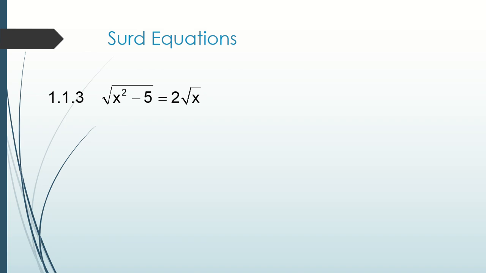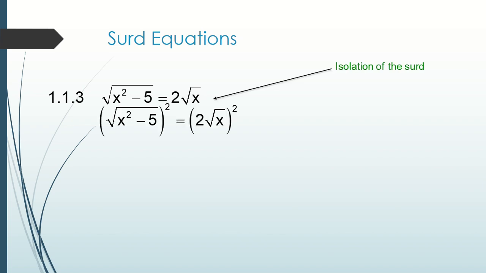The third question is the one that I mentioned before. So in this case, both the square roots are isolated because they are on each side. That means we can square each side to get rid of the square roots. So if you square both sides, you are left with x squared minus 5 on the left. And remember, the square applies to 2 as well. So that is why we now have 4x and not 2x, because 2 squared is 4.